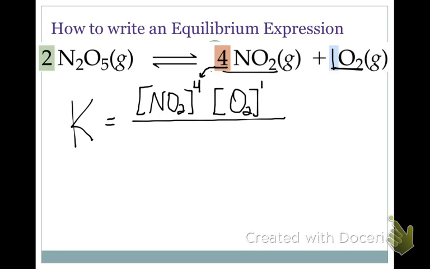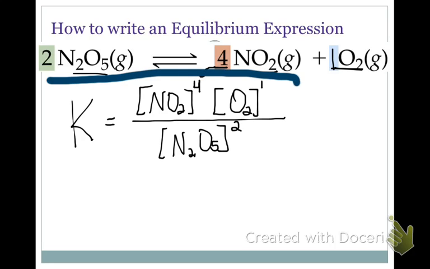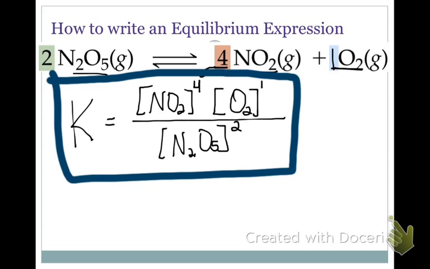And we put it over whatever the reactants are. So the reactant is the concentration of N2O5, and that's just raised to the second power. So if you're asked for an equilibrium expression, this is all we need. It's really simple, nice and easy. Just make sure your equation is balanced to begin with, though.